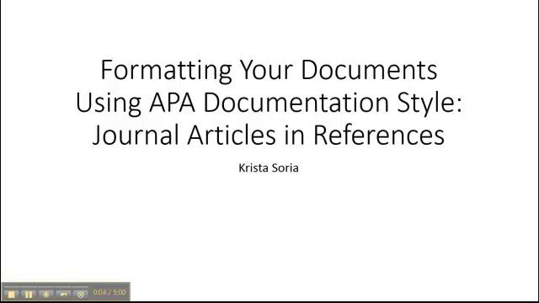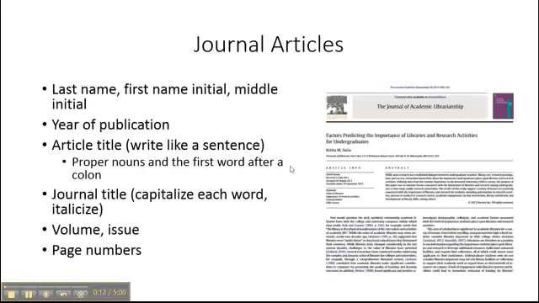Today I'll be talking about how to format your documents using APA documentation style, with a specific focus on how to cite journal articles in your references section. There's a lot of information from a journal article that you should take note of that you'll be using in your references section. I've got an example of an article here that I will show you in a citation on the next slide, but I'm also referencing it here as an example of the types of information that you'll need to take note of, again, for your references page.